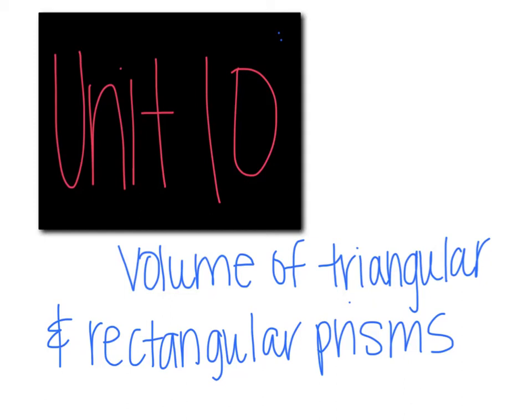Today we're going to talk about volume of triangular and rectangular prisms. So the formula for volume of the prism is the same for a rectangular prism and a triangular prism. And the formula is volume equals capital B times H. And each letter stands for something.